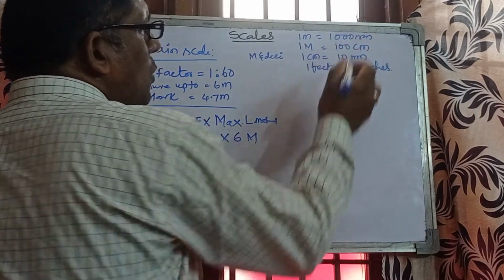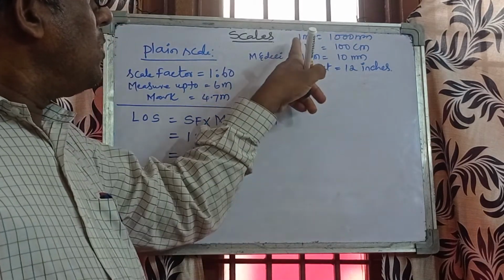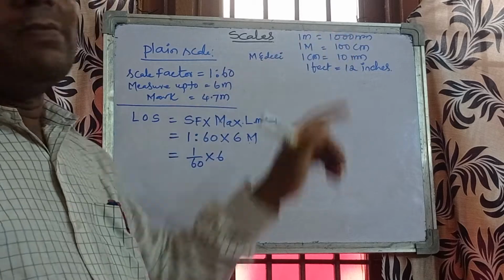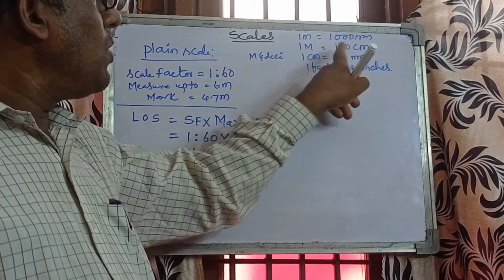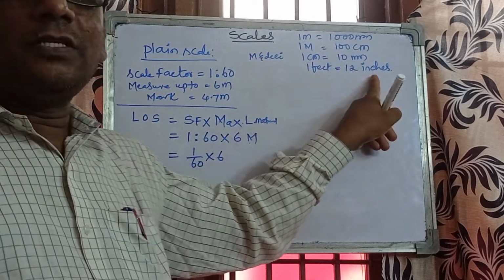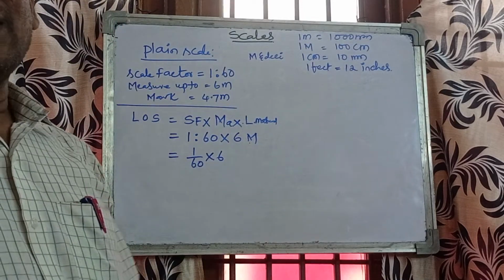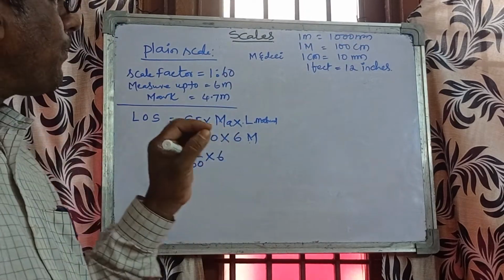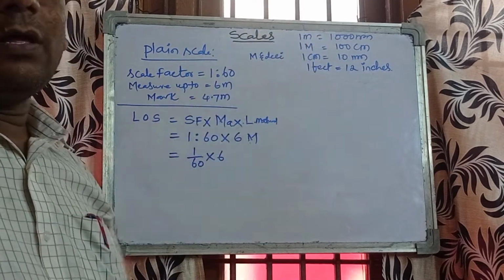You must learn all these values by heart, so conversion parameters are very important. 1 centimeter is equal to 10 mm, 1 meter is equal to 100 centimeters, 1 meter is equal to 1000 mm, 1 foot is equal to 12 inches. Like that, feet, yards, kilometers, everything. From small units to big units, all the units you must know by heart.